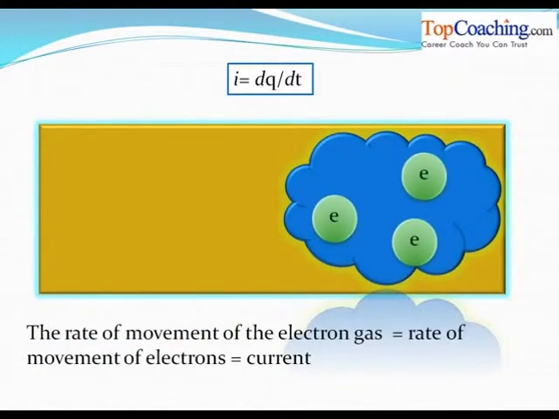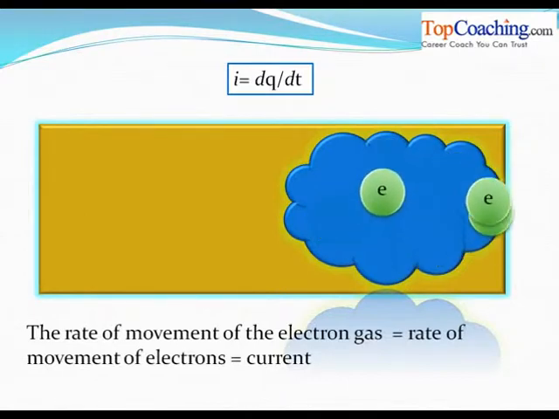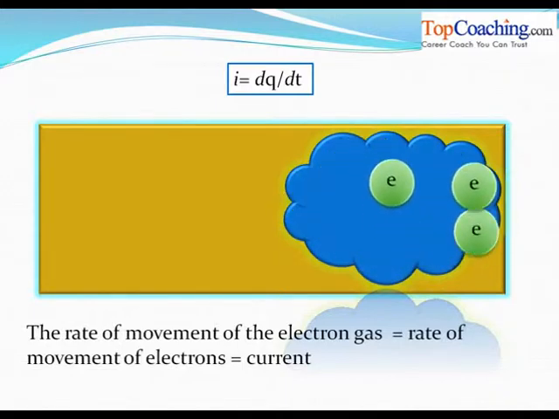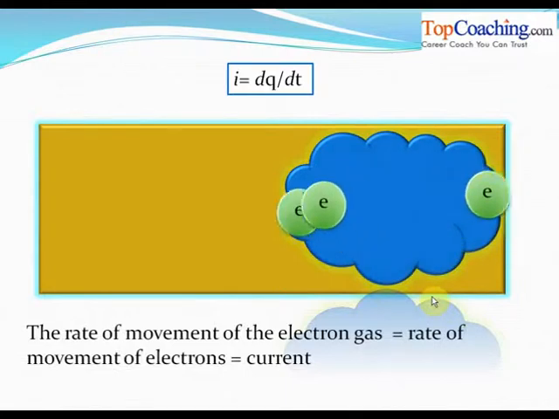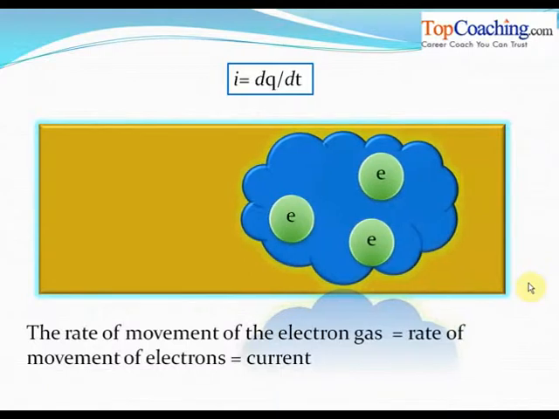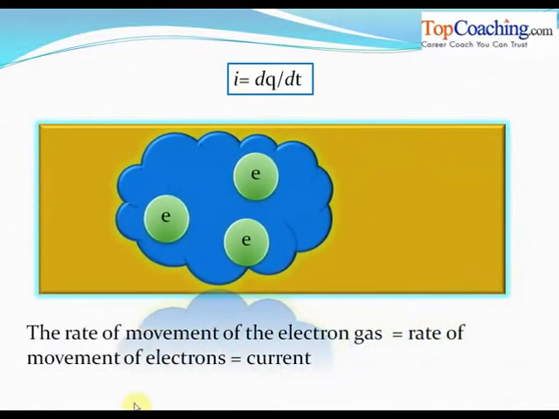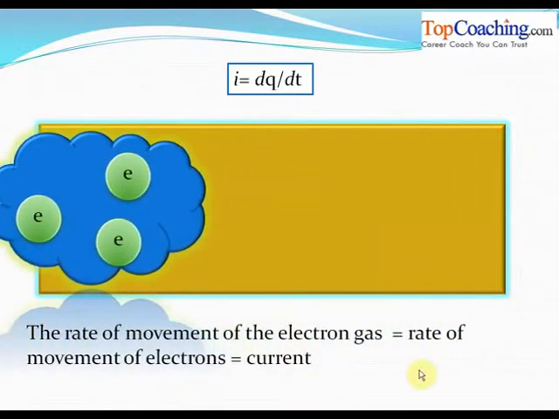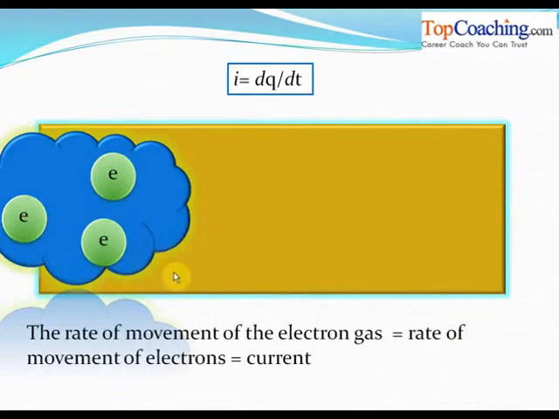I can be written as dq by dt, the rate of flow of charge per unit time in a specific direction because of the electric potential applied or the electric field applied. Again, I can repeat it for you. The electrons are generally moving in random directions, but when a potential is applied, they move in a specific direction, and the rate of movement of this electron gas is electric current.